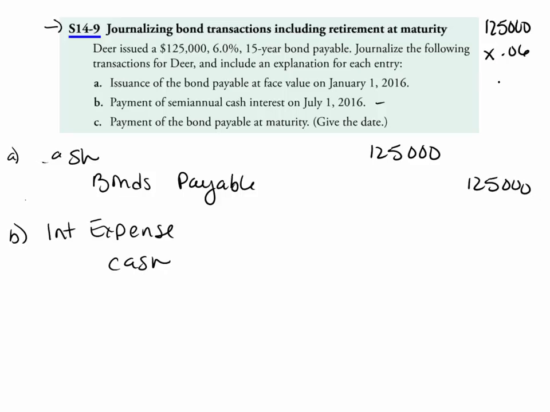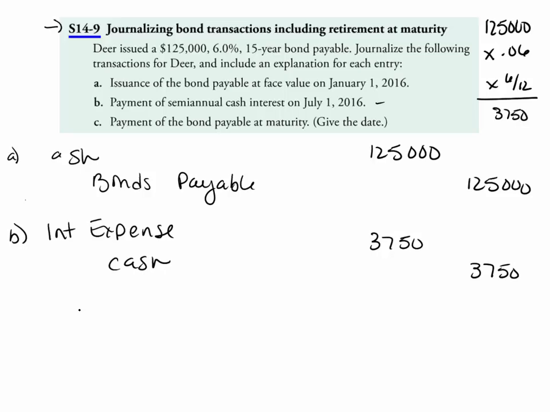And it's semi-annual, so we'll split that in half. So I get interest of $37.50, and a credit to cash for $37.50. This is a 15-year bond payable, so I would repeat this step B 30 times.